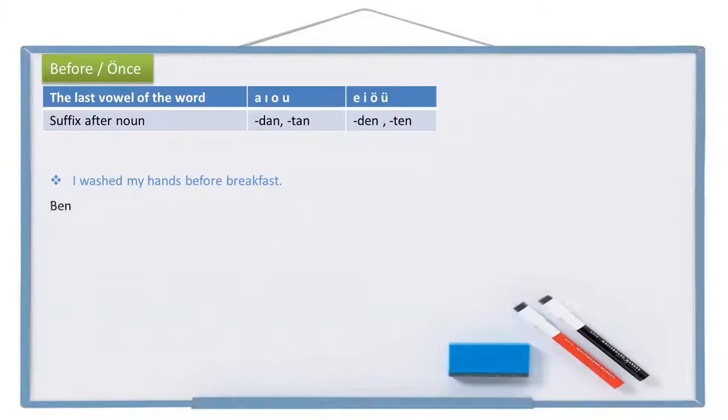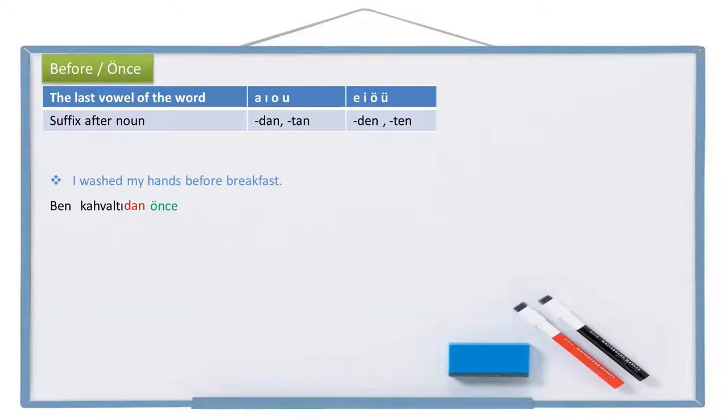So let's write the person pronoun first. I, ben. Now we are going to write before breakfast. But in Turkish, we change the places and instead of writing before breakfast, we write breakfast before. Let's write breakfast, kahvaltı. And before, önce. Then we compound these two words with a suffix dan. Kahvaltıdan önce. Before breakfast. It's that simple. Change the places and add the suffix.